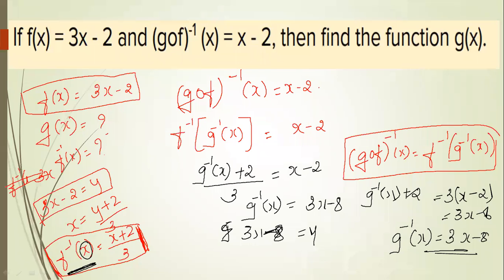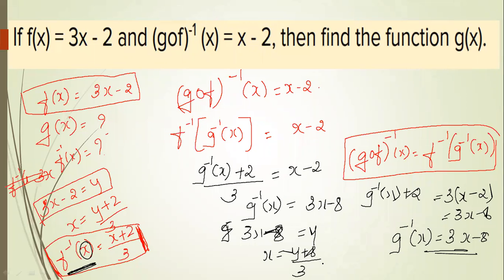See, whatever they give, if they give you f of x and they want you to find f inverse of x, what you have to do is put y for the given value and find out what x is. So that is nothing but your f inverse of x. So here they have given you g inverse of x. G inverse of x is 3x minus 8. Then put it as y. So what is the value of x? It is y plus 8 divided by 3.